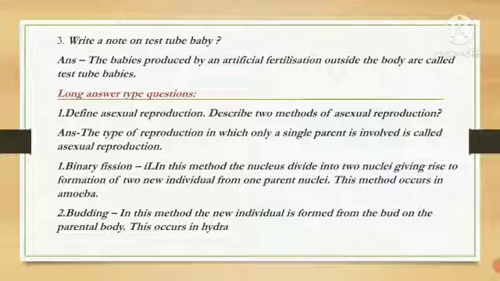This method occurs in amoeba. Second is budding. In this method, the new individual is formed from the bud on the parental body. This occurs in the hydra. So students, you have to write these questions on your fair notebook and understand properly.